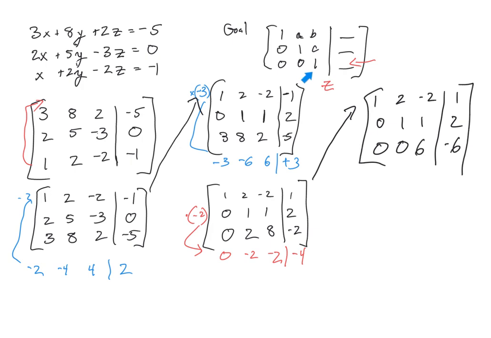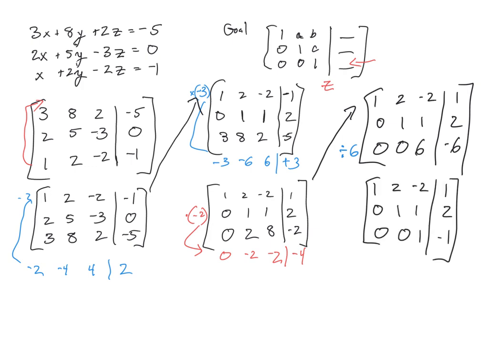And now I am almost to the goal of having a 1. How do I get this to be a 1? I divide this row by 6, resulting in this equation. 0, 0, 6 divided by 6 is 1, negative 6 divided by 6 is negative 1. So now I have this value, which means z equals negative 1.